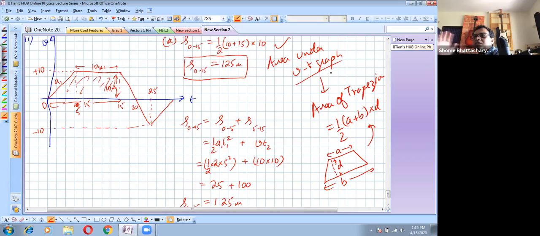Now using the same method, I'd like you to calculate the other three parts of the question. The displacement from 15 to 20, then the third part, which is the displacement from 15 to 25 seconds, that is 15 to t1, and then the fourth part, which is the total displacement from 0 to t1 or 0 to 25 seconds. Just try this out with me.